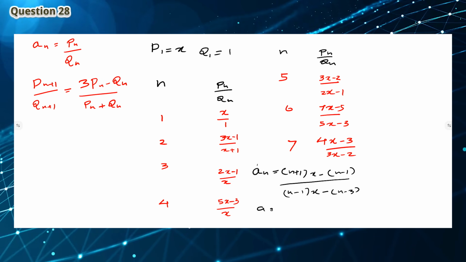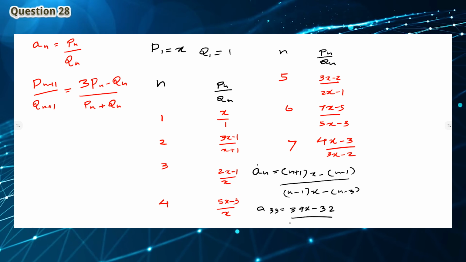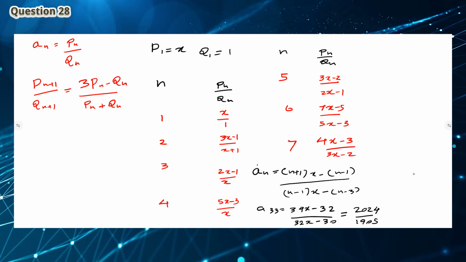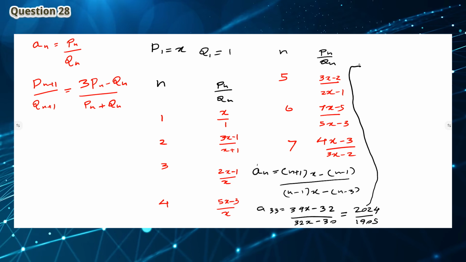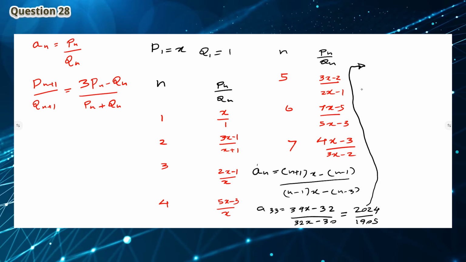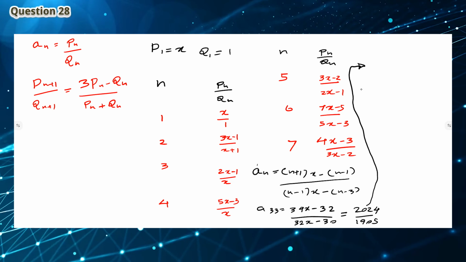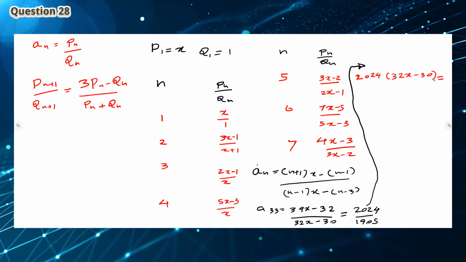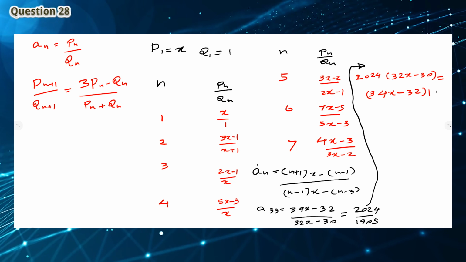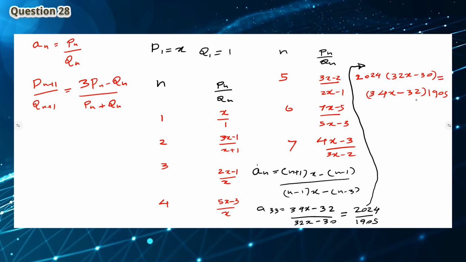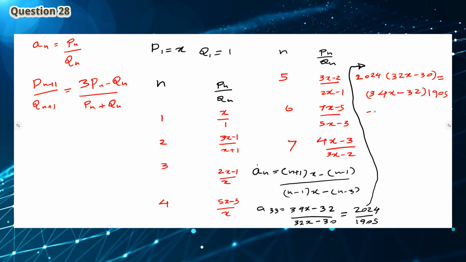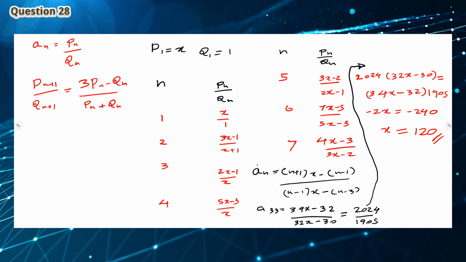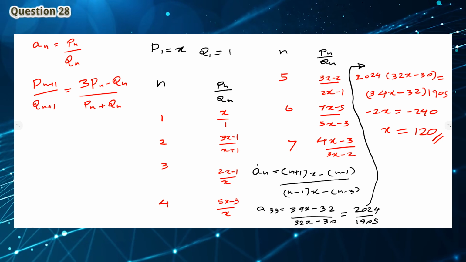Using this, we can find the value for A33, which is equal to 2024/1905. Then we can write another equation with the variable x. If we solve this equation by cross-multiplying, we get that negative 2x is equal to negative 240, which means that x is equal to 120. So the answer is 120.